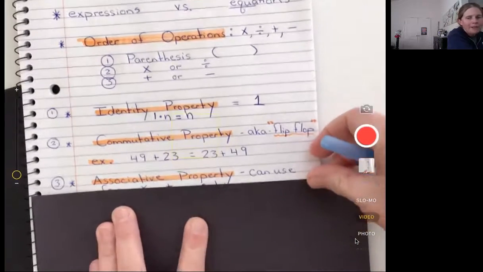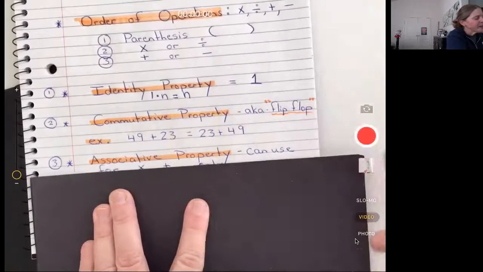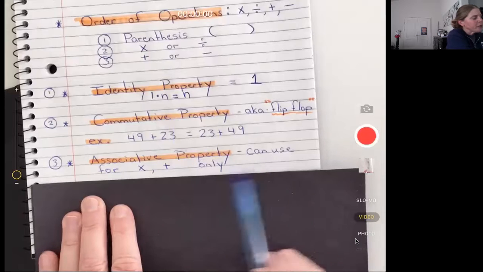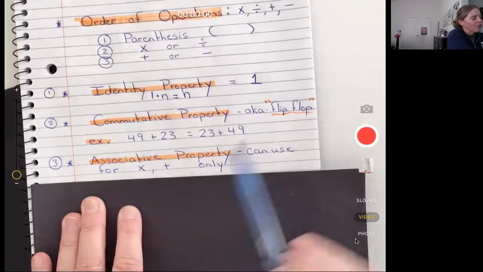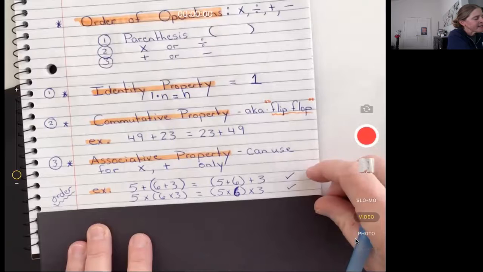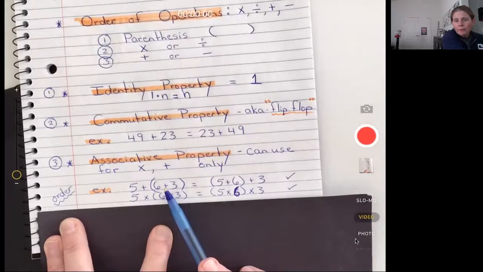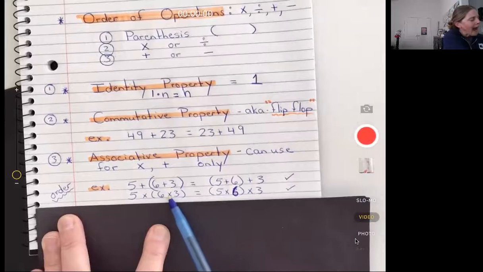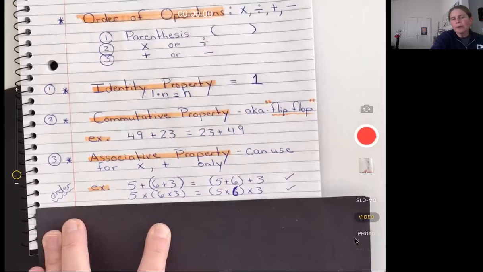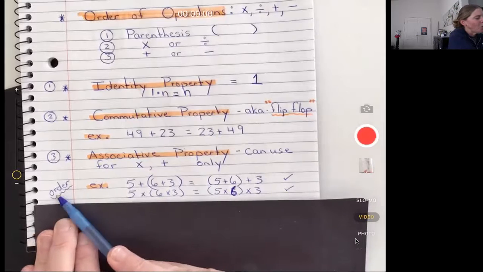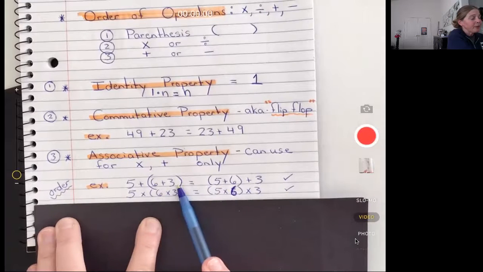We have 2 more properties. The associative property. So also in the associative property, we can use it for multiplication and addition only. Okay, and this is what it means. Associative property helps us with our order of operations. And it means when you're adding or multiplying, it actually doesn't matter where the parentheses are, you're going to get the same answer. Okay? So it has to do with the order, because as soon as I see parentheses, I'm going to do them.